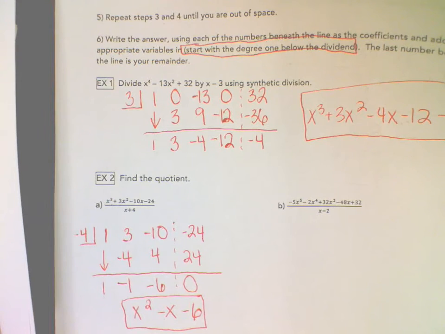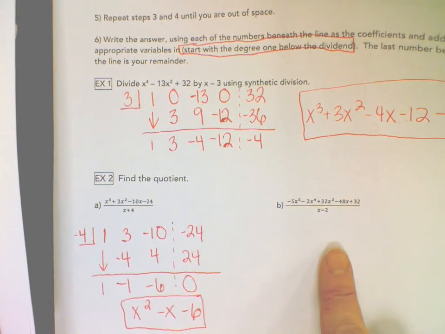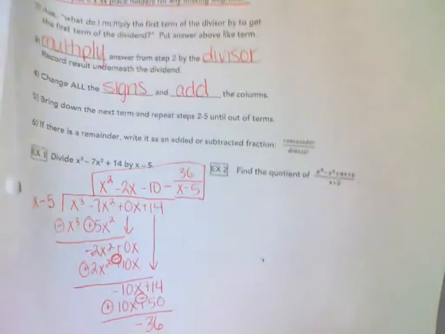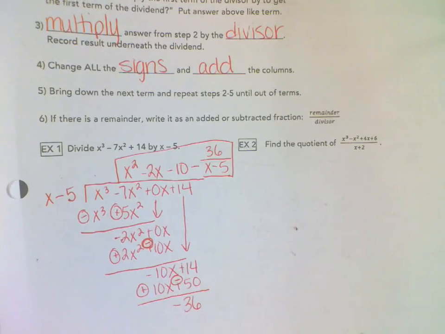So you'll want to have tried B on your own. That way you can check it with mine. Make sure you did it correctly. Same thing with the other side. If you haven't done example 2, you should try that one on your own. See if you can check to get the right answer. All right, hopefully that helps with your 2 different types of polynomial division.